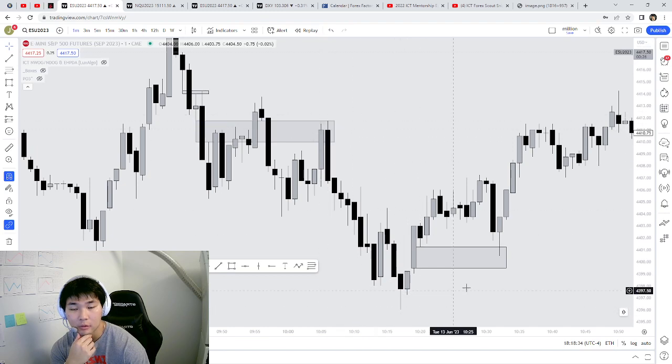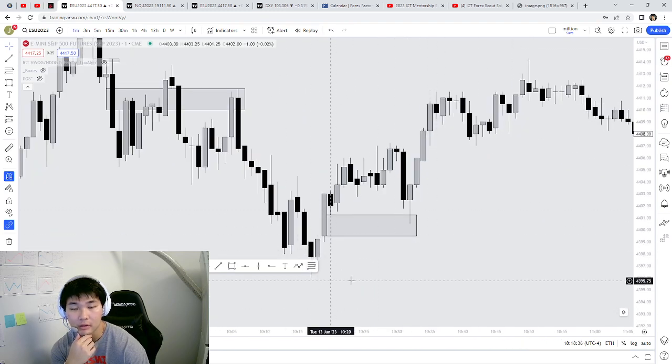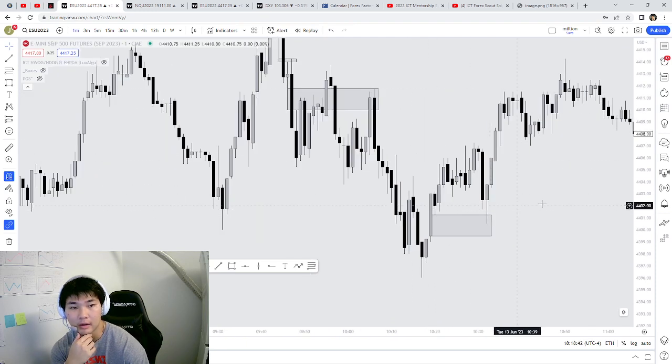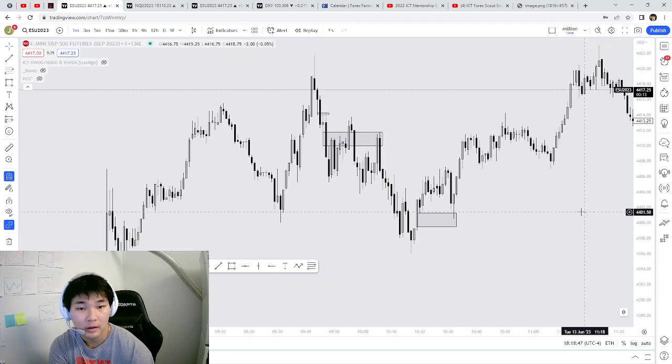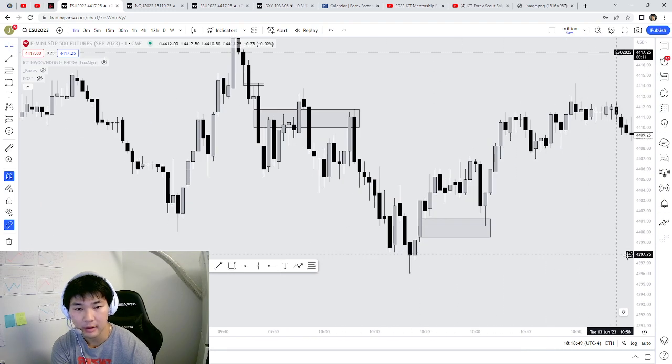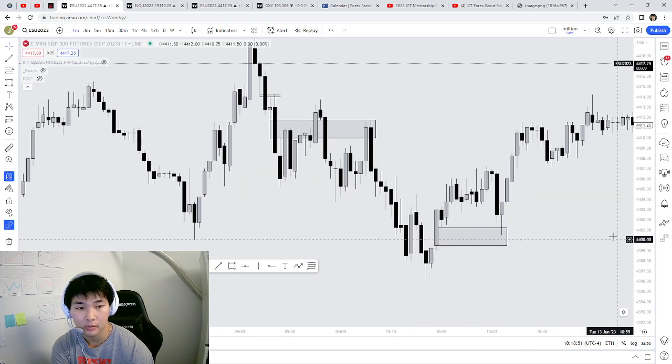This is more than 5 handles. Really nice trade. Same thing here. Shift in market structure from here to here. Is that 5 handles? Yeah, it's 10 handles. That plays out really well with runners taking out more buy side. But like I said, the live trade recordings will come out soon.